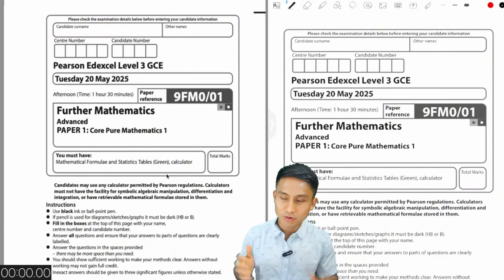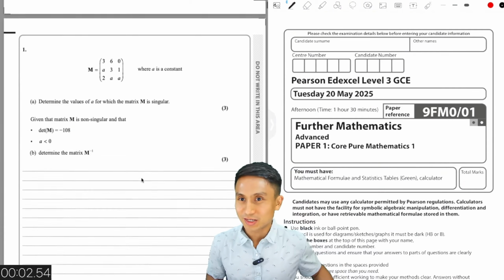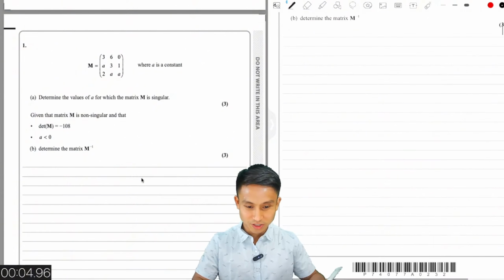Okay, so here's the paper. And I'm going to hit the timer now. Okay, let's go. That's question 1 there. I'm just going to do it here on the right side.